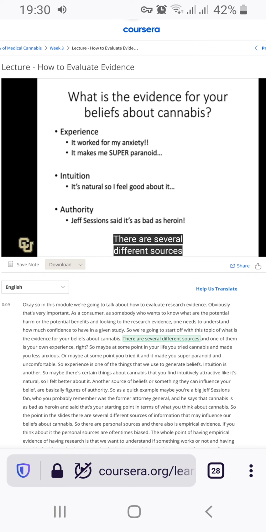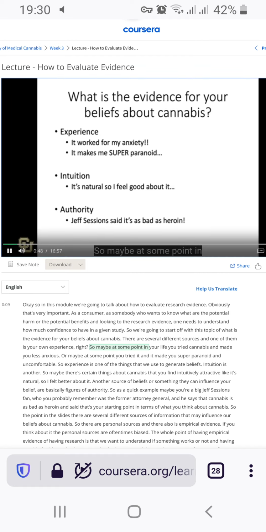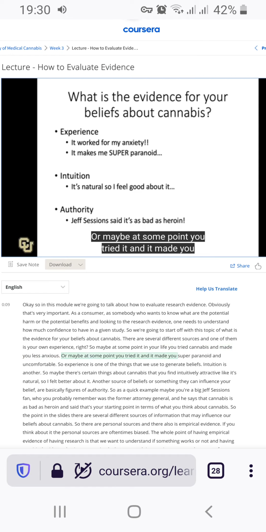And there are several different sources, and one of them is your own experience, right? So maybe at some point in your life you tried cannabis and it made you less anxious, right? Or maybe at some point you tried it and it made you super paranoid and uncomfortable. So experience is one of the things that we use to generate beliefs. Intuition is another. And so, maybe there are certain things about cannabis that you find intuitively attractive, like, oh, it's natural, so I feel better about it, right?